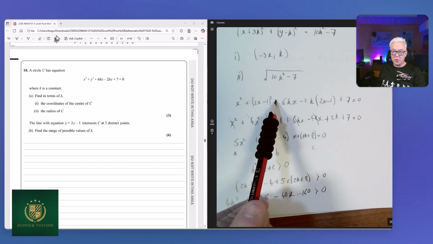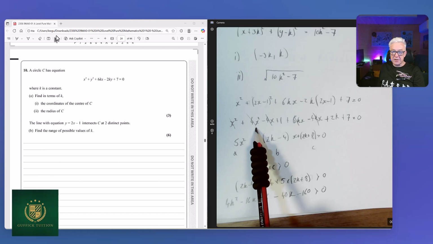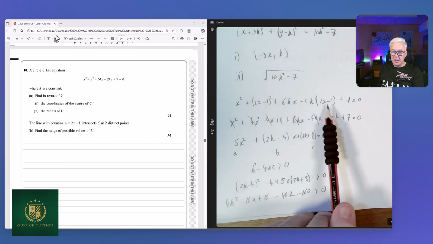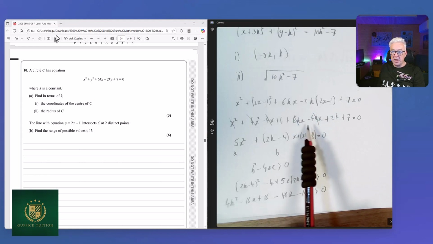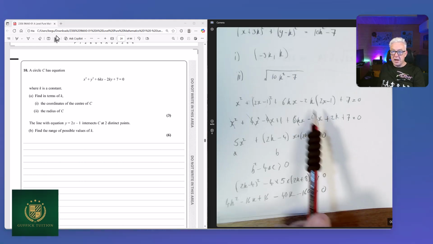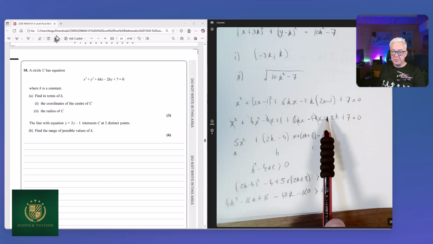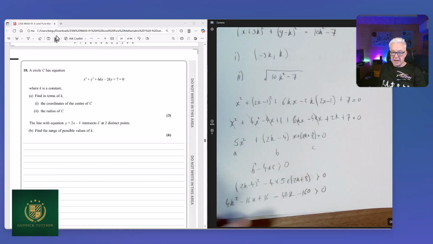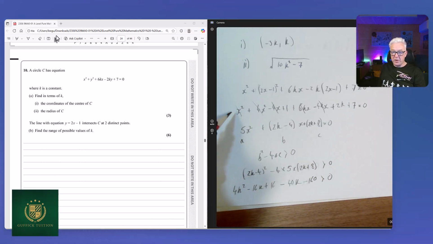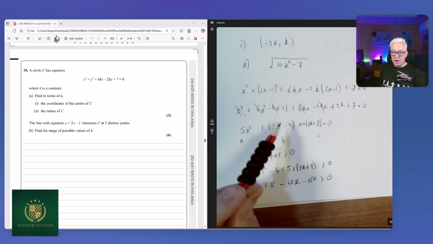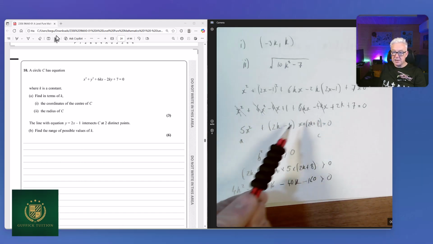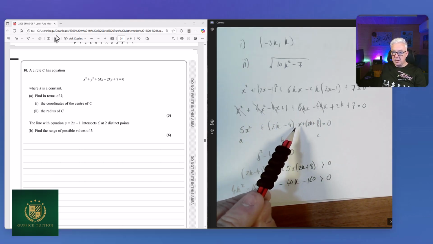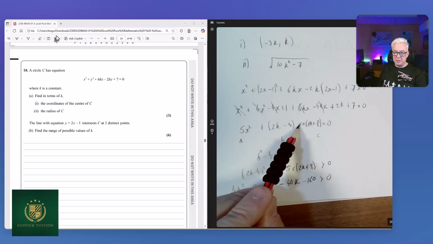So 2x minus 1 all squared gives us 4x squared minus 4x add 1, and then y is equal to 2x minus 1. When we expand that, we get minus 4kx, and then minus 2k times minus 1 is plus 2k. Let's collect together all of our like terms. We've got x squared and 4x squared, so that's 5x squared. We've got a minus 4x, and 6kx minus 4kx is 2kx. So when we take out a factor of x, we get 2k minus 4 times x.